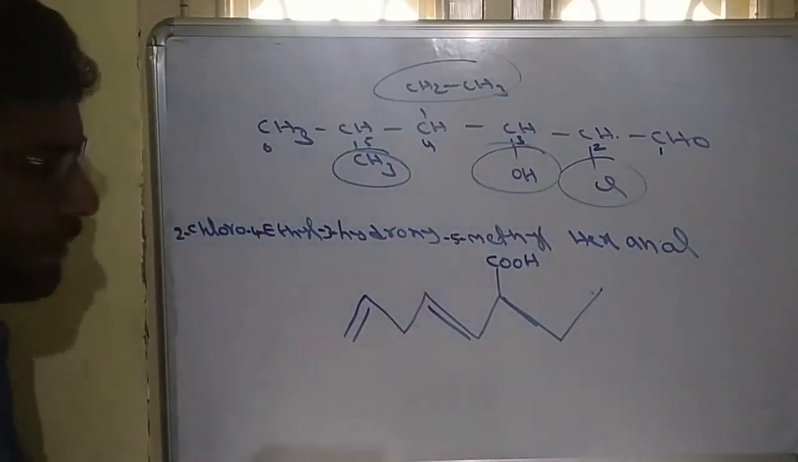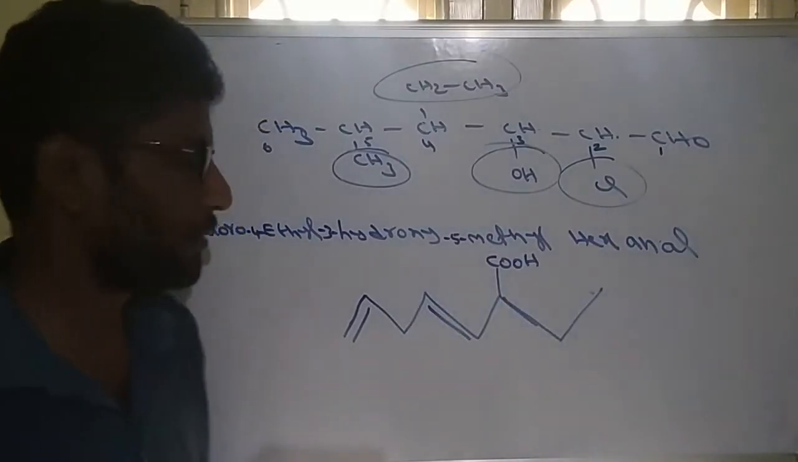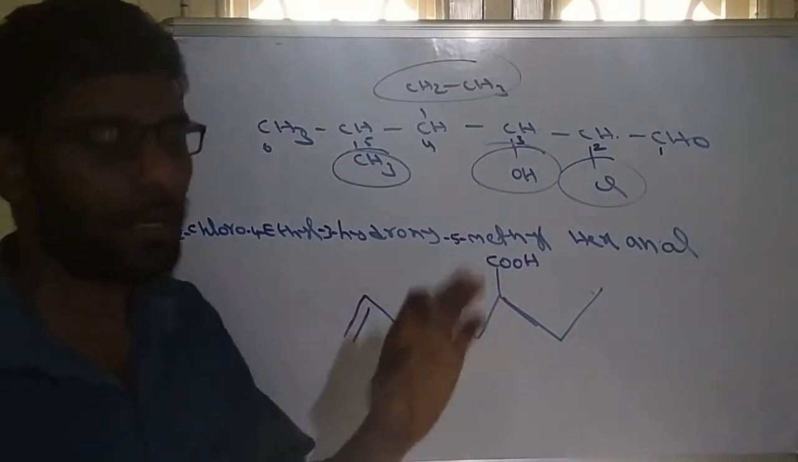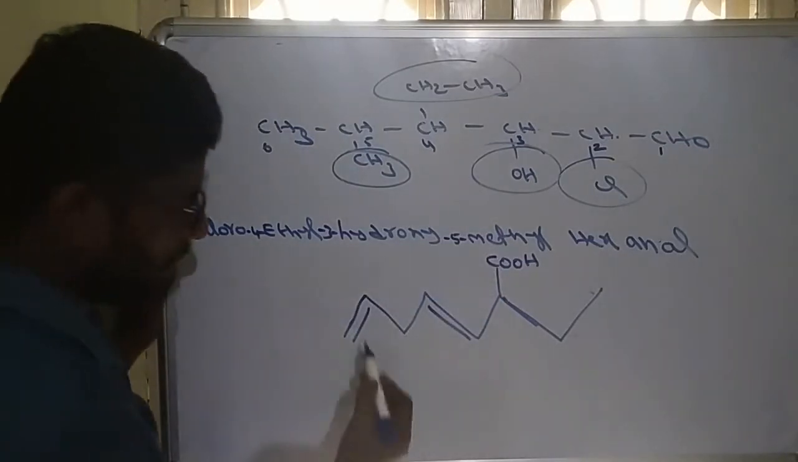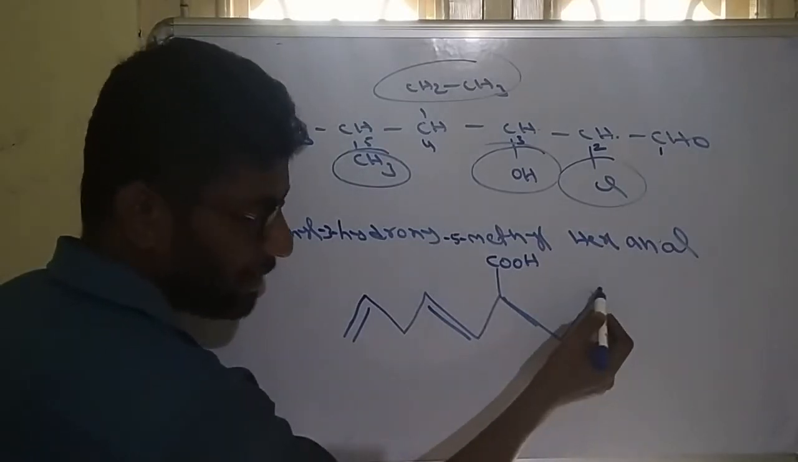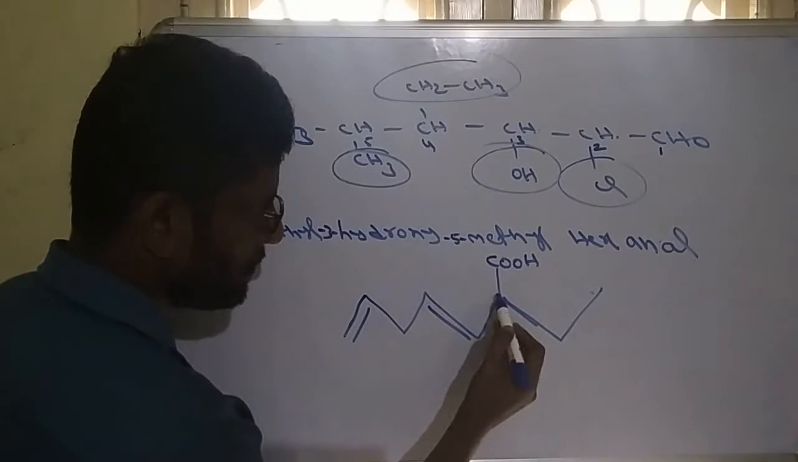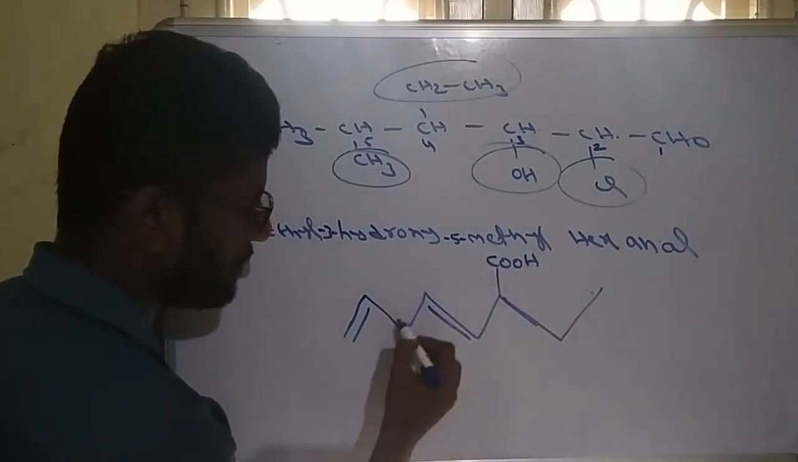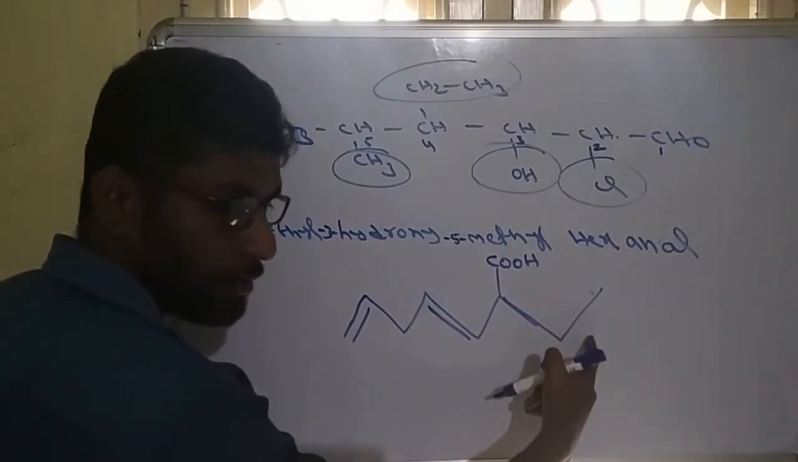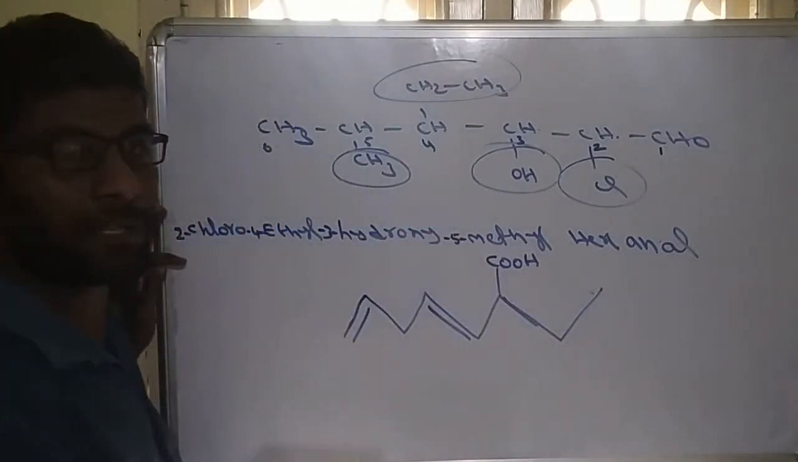The simple molecule. See this molecule. First we have to identify the root word. Root word means the number of carbon atoms in the longest chain. If you are taking 1, 2, 3, 4, 5, 6, 7, 8, this is the 8th chain. 1, 2, 3, 4, 5, 6, 7, this is only the 7th chain. But compared with the 8 carbon chain, we are taking the 7 carbon chain as longest.